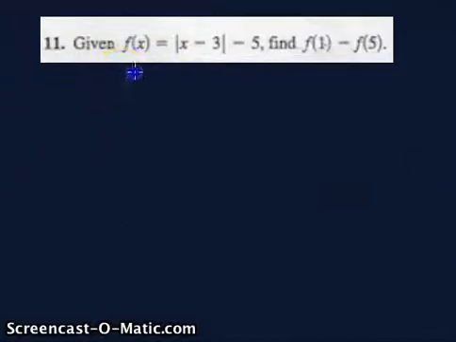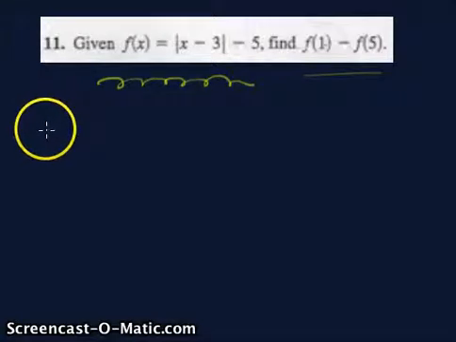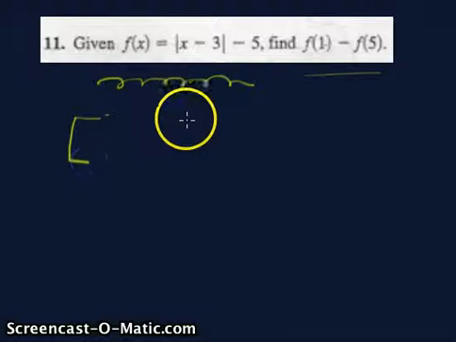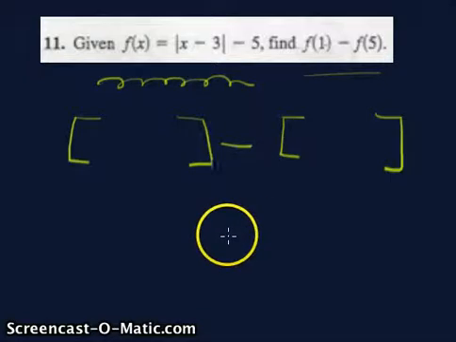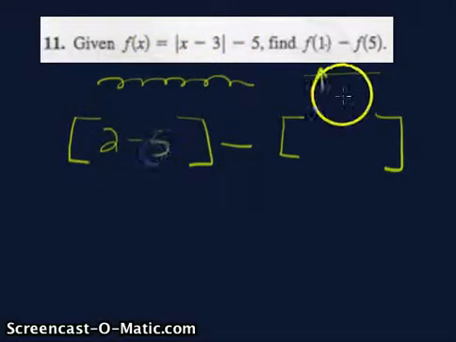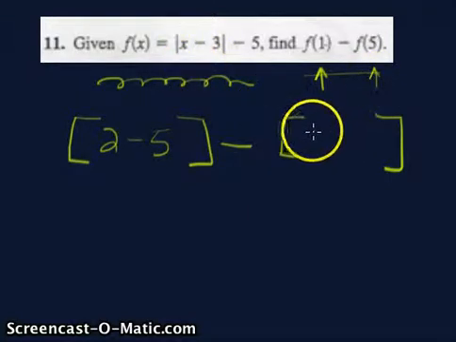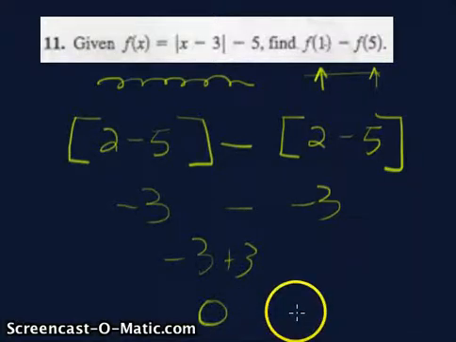Question 11, so here's my function. Again, here's my function, and we have to find f of 1 minus f of 5. Well, f of 1 is something, f of 5 is something. Remember the function is the absolute value of x minus 3, minus 5. So let's plug in 1. That will be 1 minus 3, which is -2. Absolute value is 2. 2 minus 5. Let's plug in 5. 5 minus 3 is 2. Absolute value of 2 is 2, minus 5. All right, that's -3 minus -3. -3 plus 3 is 0. That would be answer choice A.